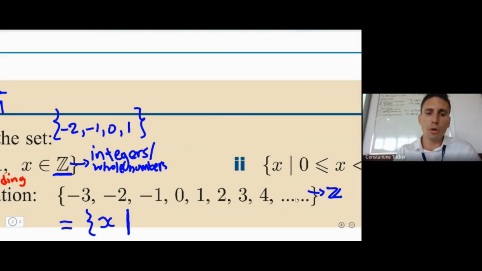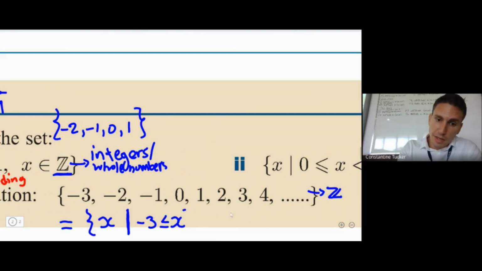So what sort of inequality do I need to have? Well, I need to have -3 on the left, and that will be less than or equal to X. And normally you would have a number where you stop, and then you would say less than that number or less than or equal to that number. But here it never stops. So basically that would be the way to write it down.